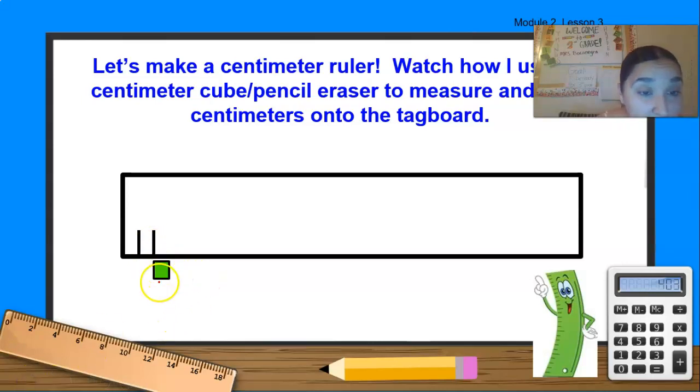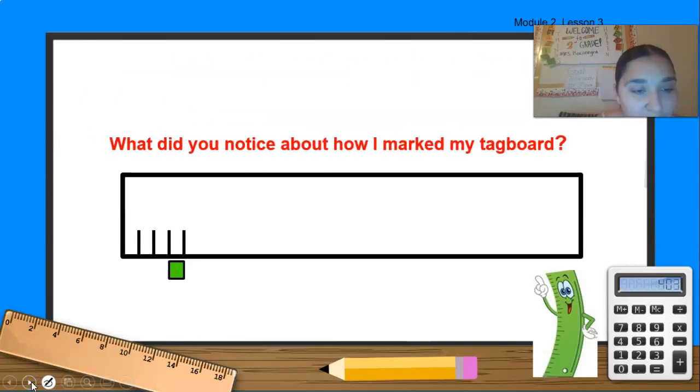I move my centimeter cube again and I'm going to make a hash mark. And I'm going to keep on doing it over and over again. I move my centimeter and make a mark. I make a hash mark. And I want you to really think about this question. I want you to notice. What did you notice about how I mark my tack board? I'm going to give you 10 seconds to think, and then I'm going to be listening to some answers.